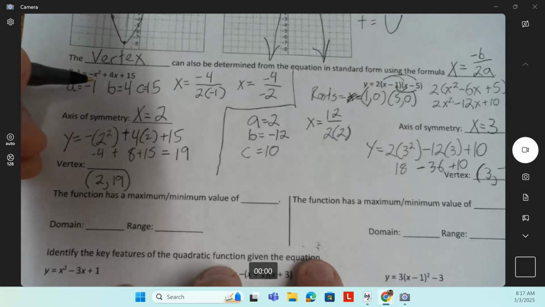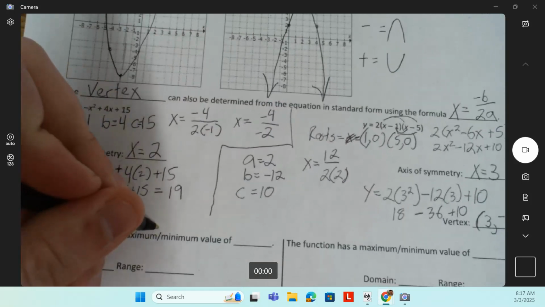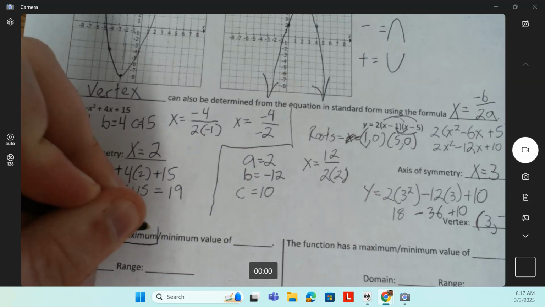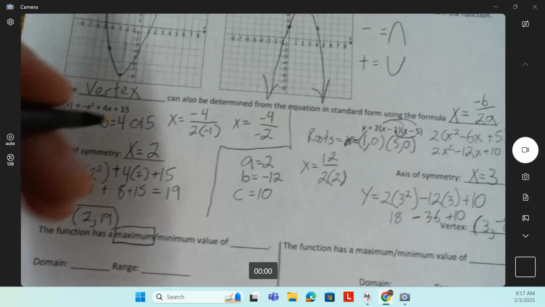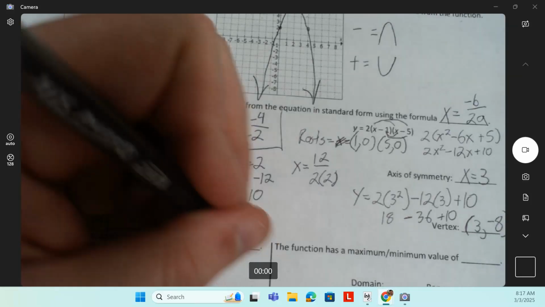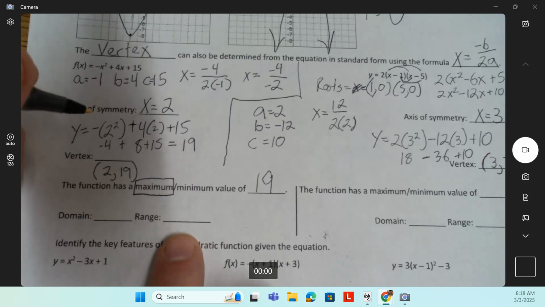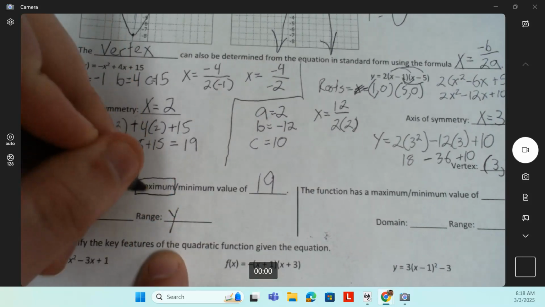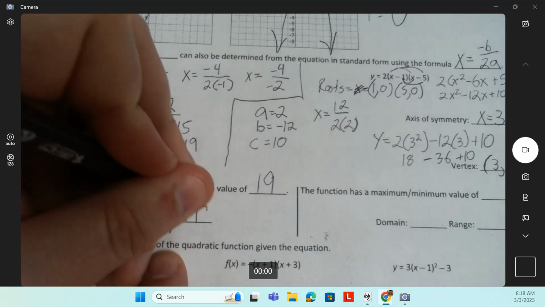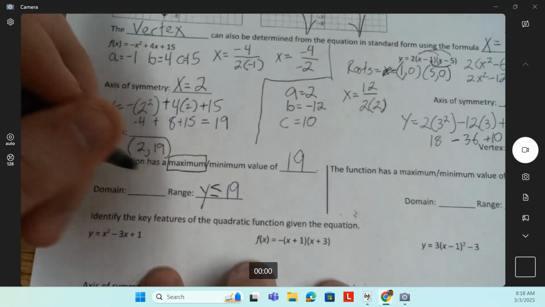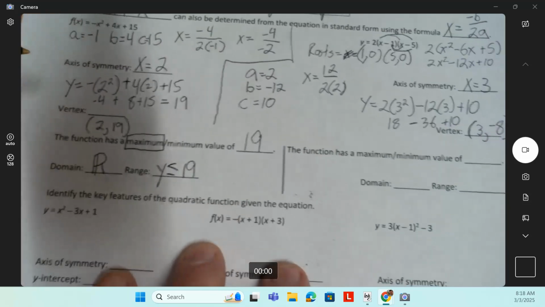So if I look, since this is negative, anytime it's negative, I'm going to have a maximum. And that maximum value, remember, is my y value, so 19. So I'm going to have a maximum value of 19. And that's going to tell me my range. So my range would be y. Since it's maximum, y is going to be less than or equal to 19.